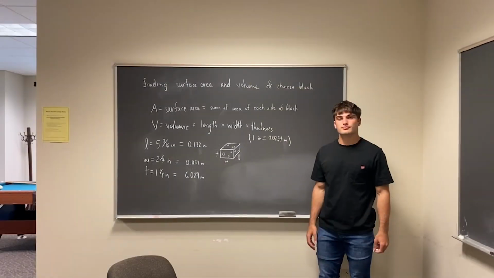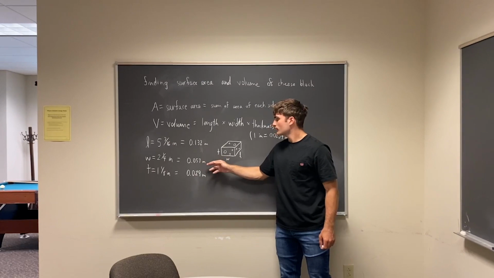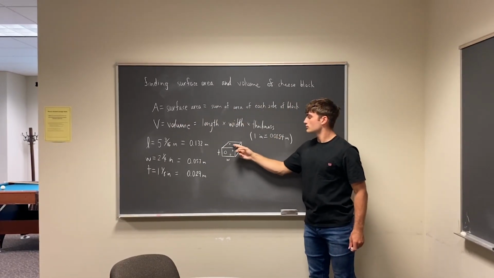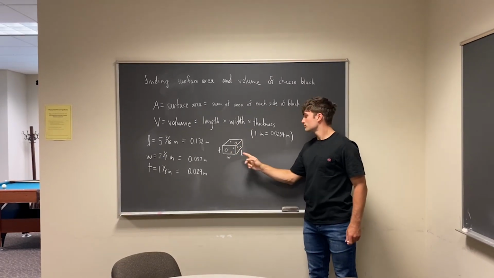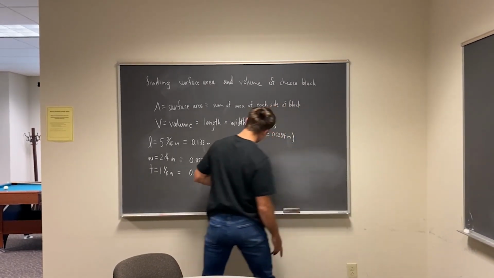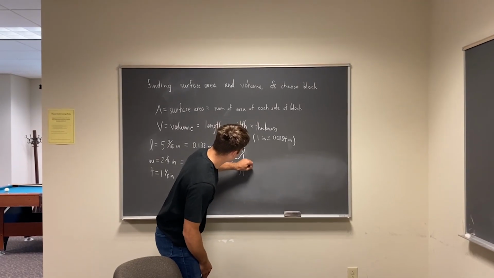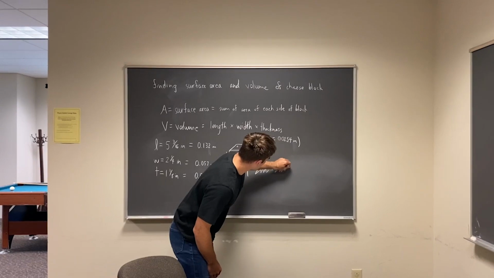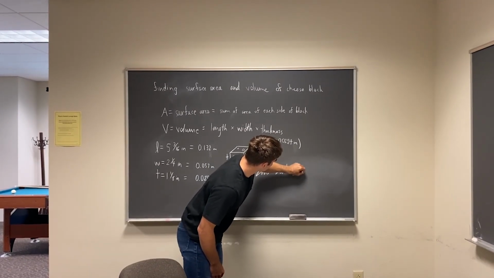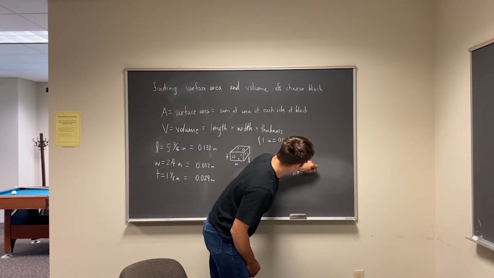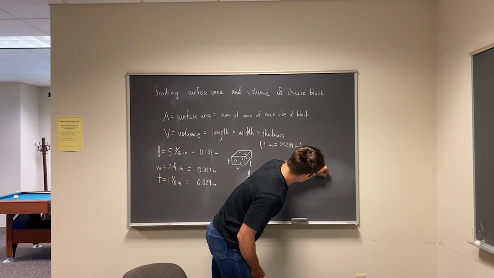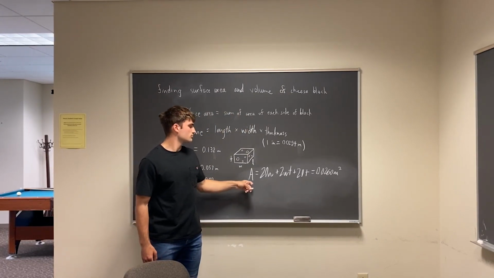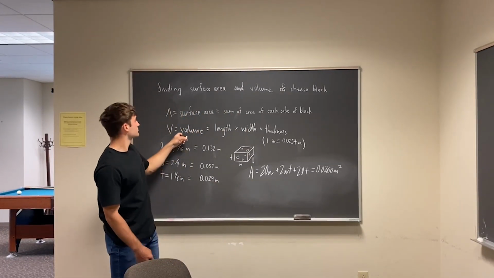Now that we've found all of our measurements, it's time to find the surface area and the volume of the cheese block, which we'll use to determine the hole and mass densities of it. On the board, I wrote down the length, width, and thickness that we measured of the cheese block and then converted to meters. So to find the surface area, it's simply the area of each side summed up, which means it's 2 times the length times the width plus 2 times the width times the thickness plus 2 times the length times the thickness. That comes out to 0.026 meters squared.